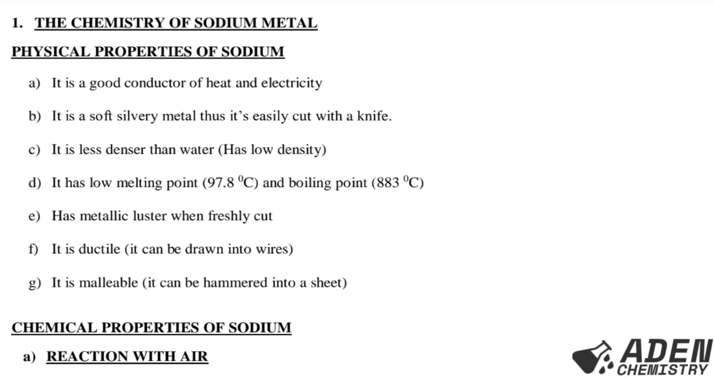Number 4, it has a low melting point of 97.8 degrees Celsius and a boiling point of 883 degrees Celsius. Number 5, it has metallic luster when freshly cut. Number 6, it is ductile, that it can be drawn into wires. Then lastly, it is malleable, that means it can be hammered into a sheet.